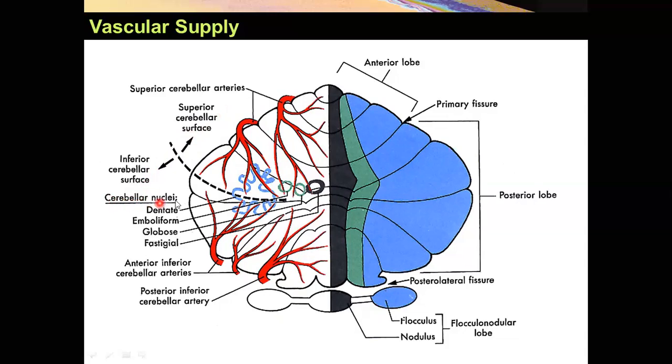The cerebellar nuclei, just to reiterate them: dentate, emboliform, globose, and fastigial nucleus. Here is the anterior lobe, the primary fissure, and the posterior lobe. Here is the flocculonodular lobe, its flocculus, its nodulus, the peduncle of the flocculus, and here is the posterolateral fissure.